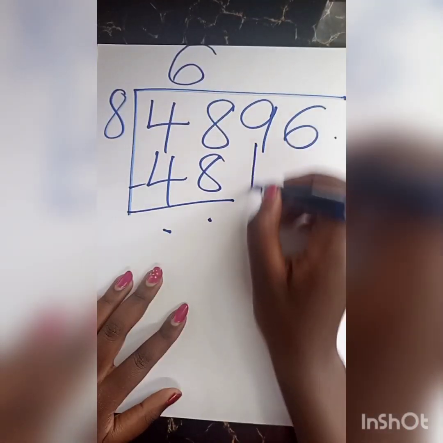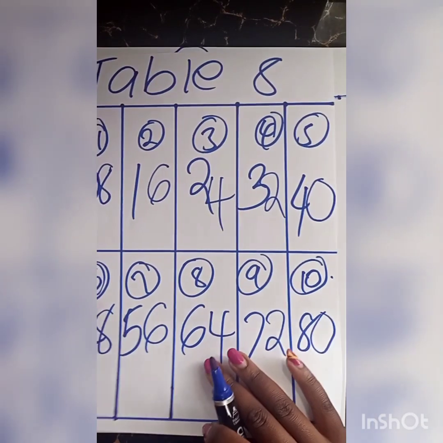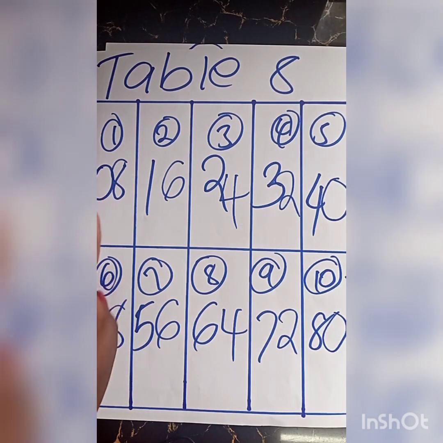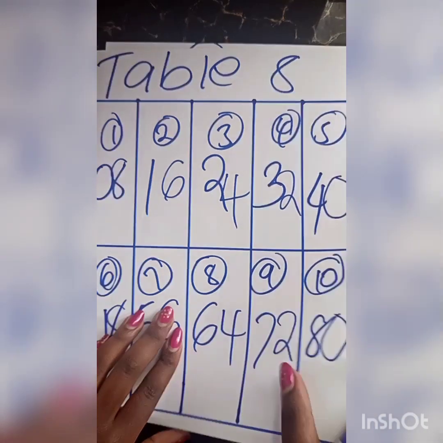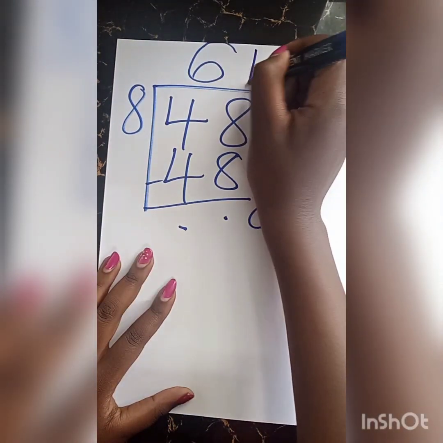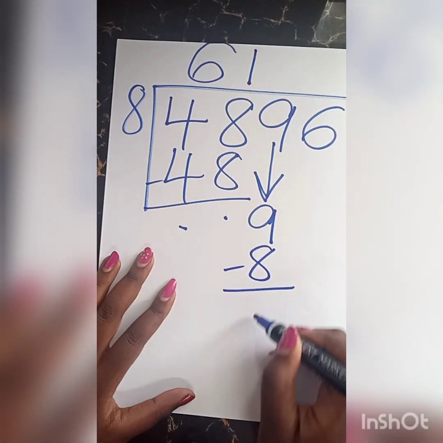Okay, the next step will be to drop the 9. Where does 9 fall in table 8? 9 is in between 8 and 16. And because 8 is less than 9, we will use 8. So subtracting becomes easy. So I will write a 1 here because as you've seen, 1 times 8 is 8. Okay, 9 minus 8 is 1.